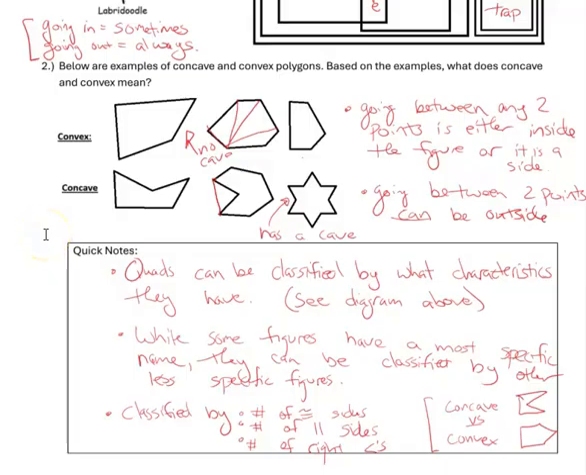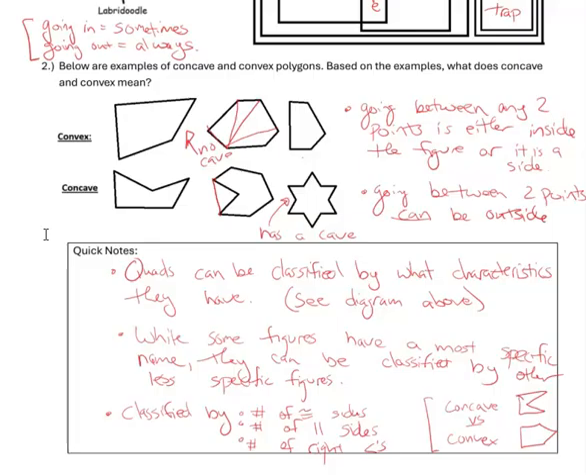Now next says below are examples of concave and convex polygons. Based on the examples, what does concave and convex mean? So it looks like one of them has a cave and one of them doesn't have a cave. So if it has a cave, it's called concave. If it does not have a cave, it's called convex. That is the easy way to come up with a way of distinguishing between the two.